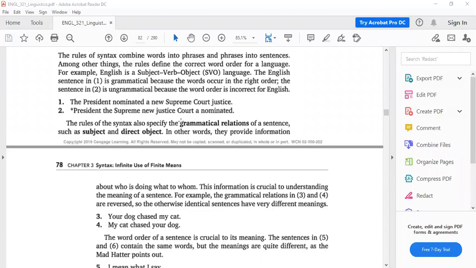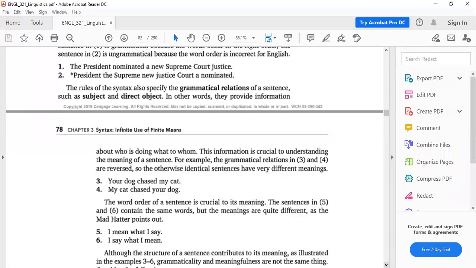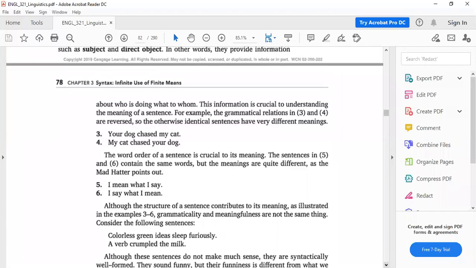when we say the grammatical relations in the sentence or the grammatical relations of a sentence, we mean the subject, the verb, the indirect object, the direct object, and so on. So who is doing what to whom? Have a look at 3. You will see why syntax is important.